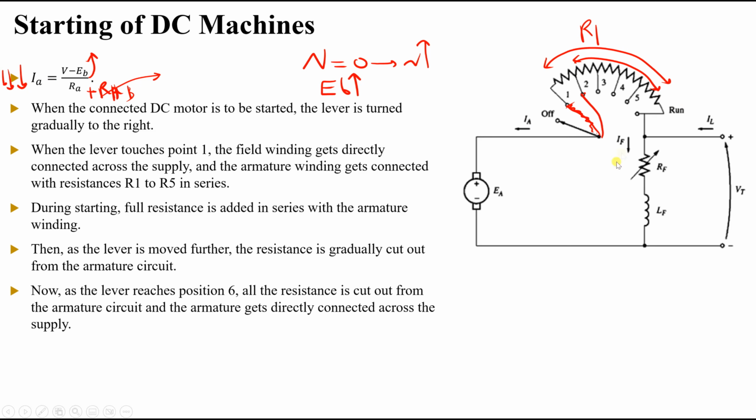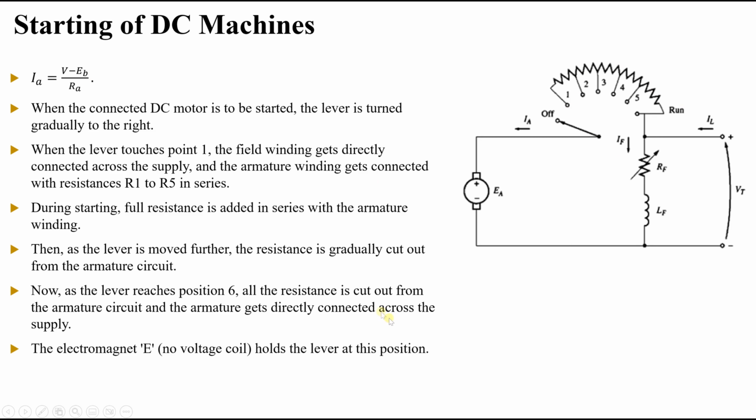And in this case, we are going to be connected at this position, which is the run position, using an electromagnet. So what you can see is that this position will be our final position. The current from the supply will go like this, part of it will go to the field, and the other part will go like this through the armature. So we will not have any kind of resistance at the run position.